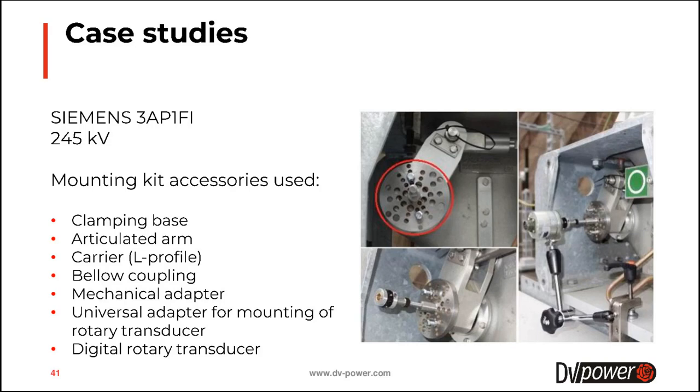And the rest of the mounting process is the same as for the previous circuit breaker. We use a carrier which carries this rotary transducer, an articulated arm which adjusts the position of the rotary transducer, and the clamping base which fixes the transducer together with the articulated arm to the solid base of the circuit breaker construction.